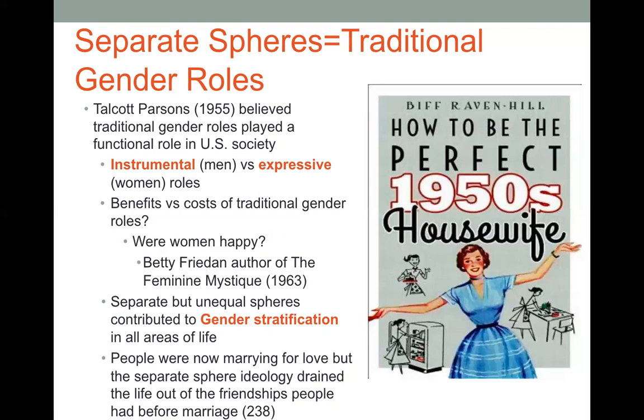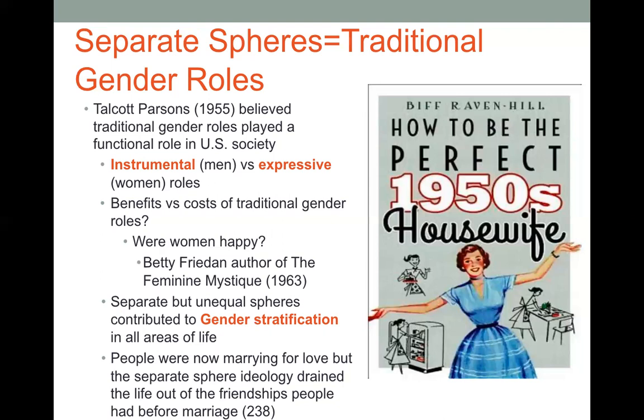But this gender stratification existed in all elements of life. Even though it was no longer patriarchal property marriage, women weren't necessarily allowed to rent their own apartments, be in certain occupations, attend certain colleges, or attend college at all. They weren't allowed to open their own bank account or have a credit card without their husband's permission.